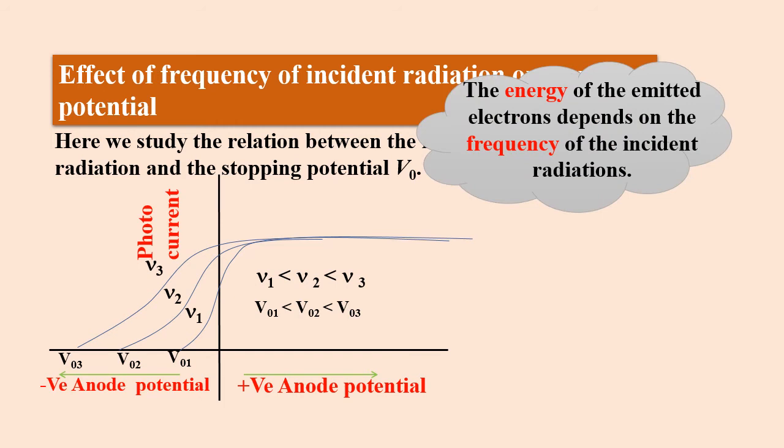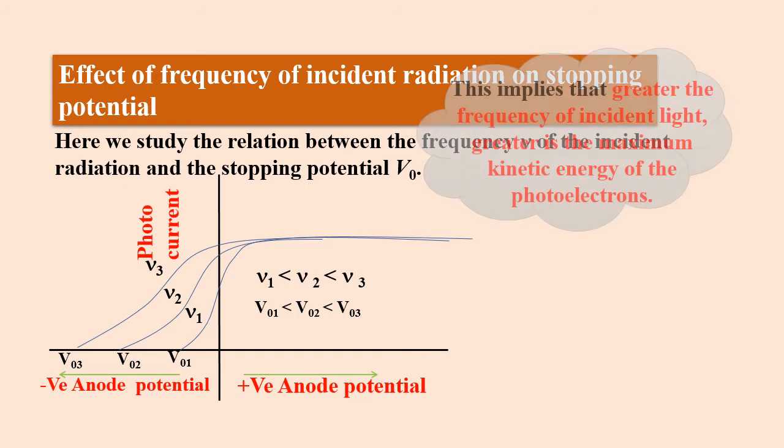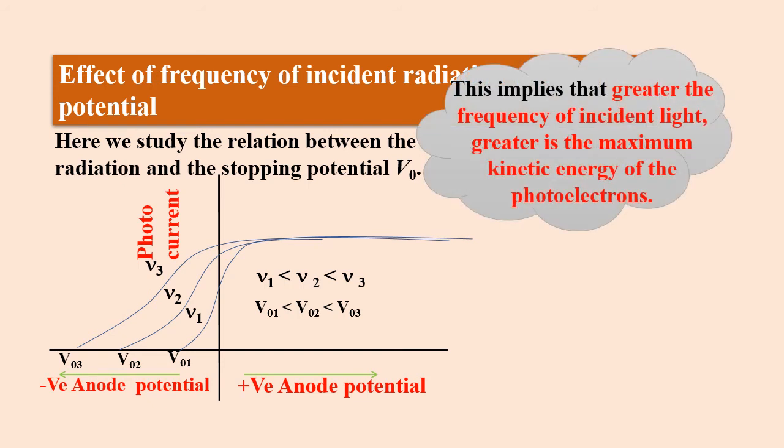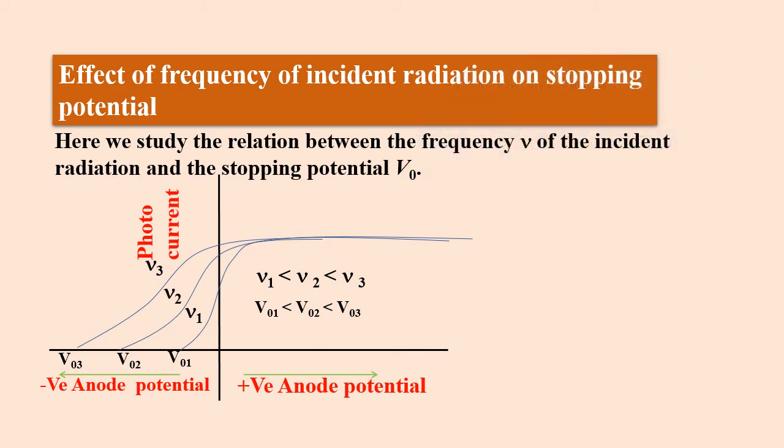The energy of the emitted electrons depends on the frequency of incident radiation. If the frequency is more, the energy of incident radiation is more, and the emitted electrons have more kinetic energy. To stop them, we need to apply more stopping potential. This implies that the greater the frequency of incident light, the greater is the maximum kinetic energy of the photoelectrons.